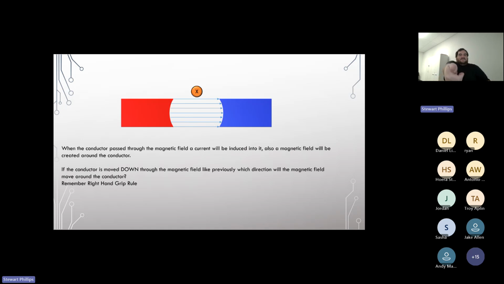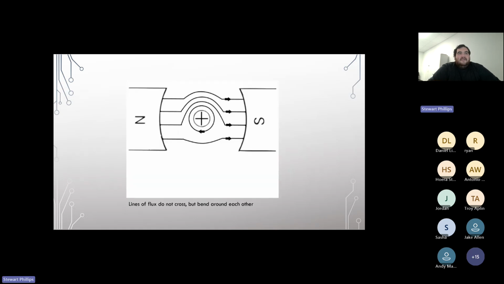So yeah, if our current is flowing in, it means that our field will be going clockwise. So as we move the conductor down through the field, cool. So lines of flux do not cross, but bend around each other. So as we induce the current, it will actually push the conductor in a certain direction. In this case, it would push it downwards because of the way the flux lines would form around the conductor that is moving.